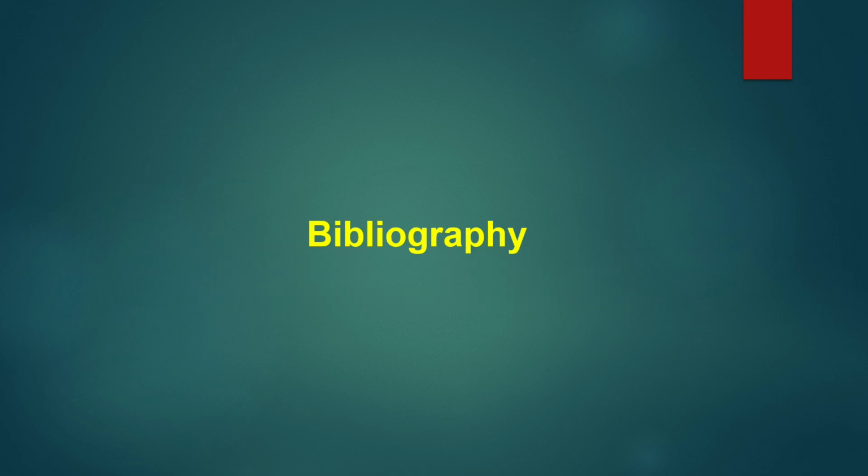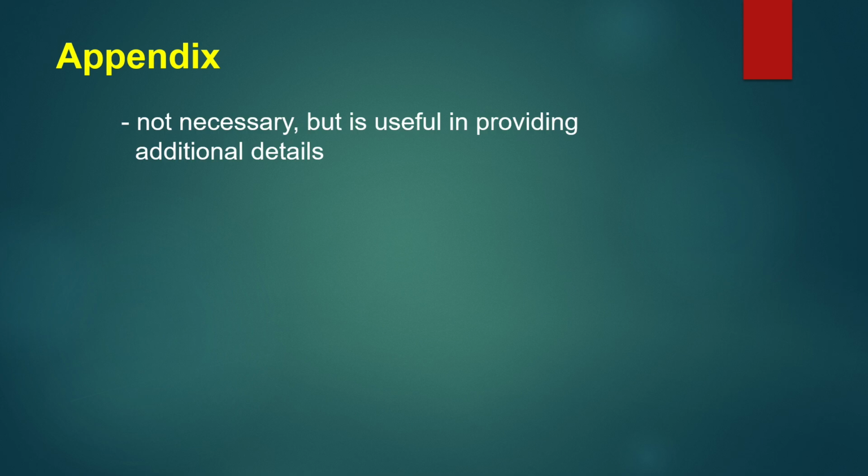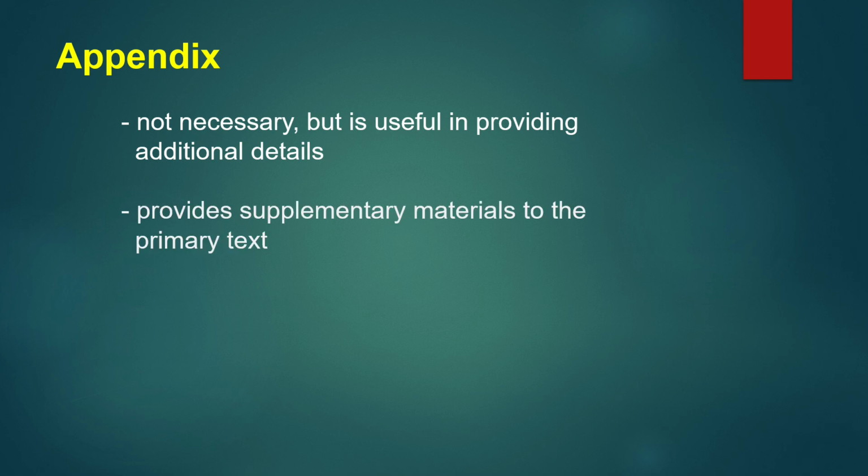Alright, so that is how we write the bibliography section of a research report. But we are not done yet, because there is another subsection in the reference which is called the appendix or appendices. Take note that this section of your research report isn't necessary, but can be useful in providing additional information. The appendix provides supplementary material that supports the primary text but is too detailed or complex for inclusion in the main body of the research report.